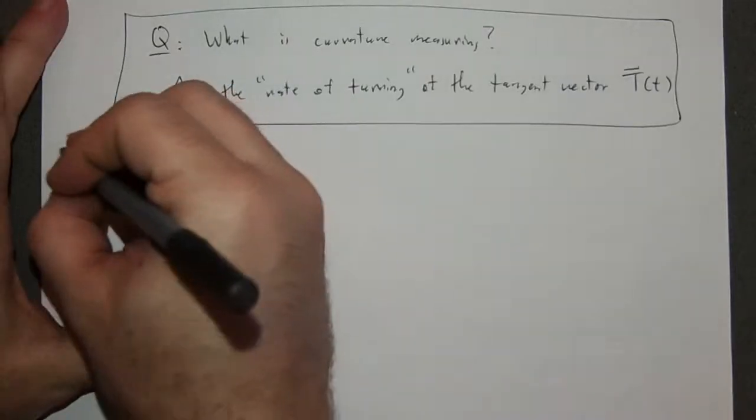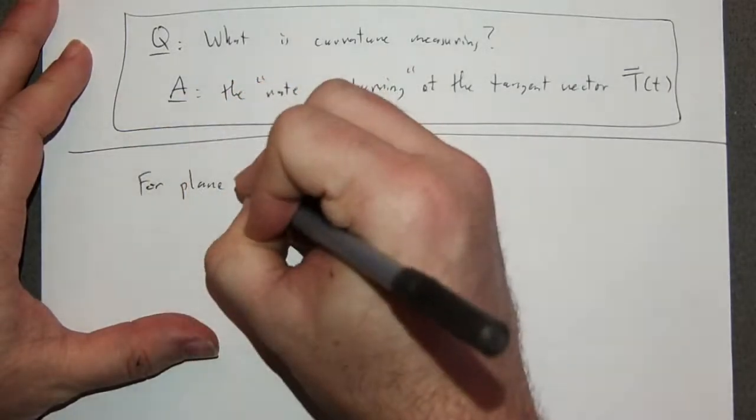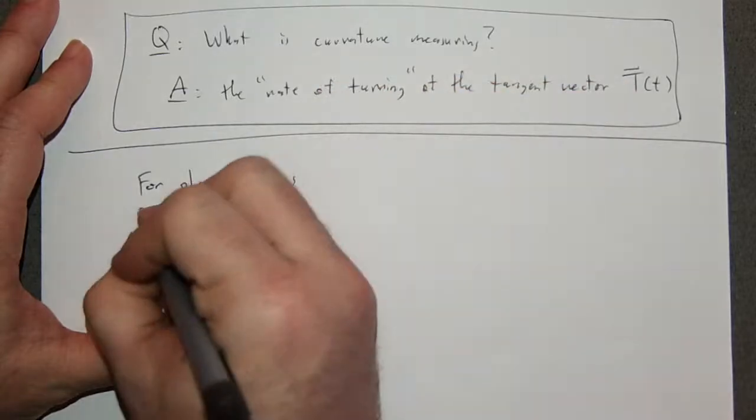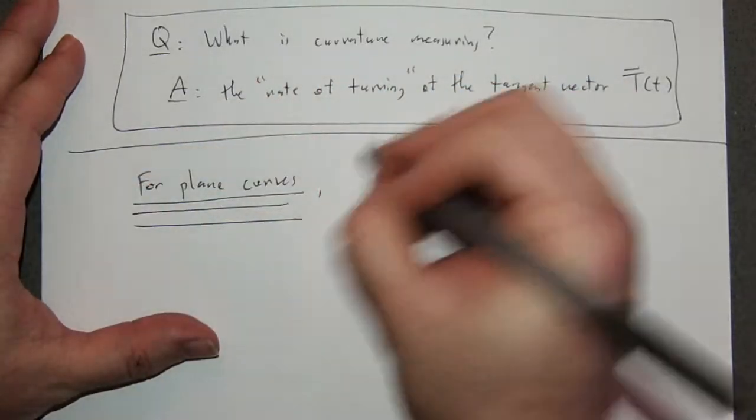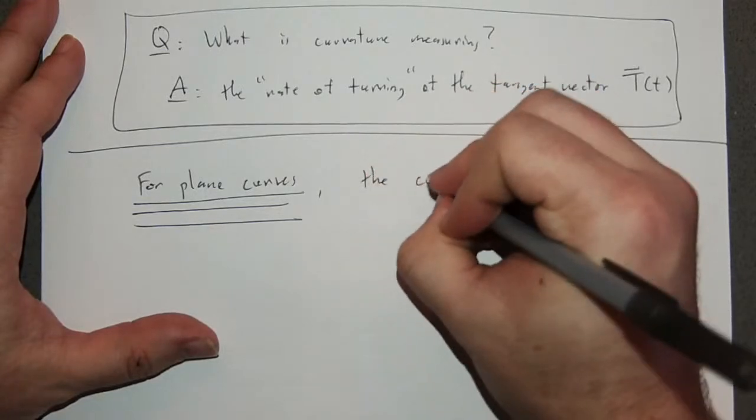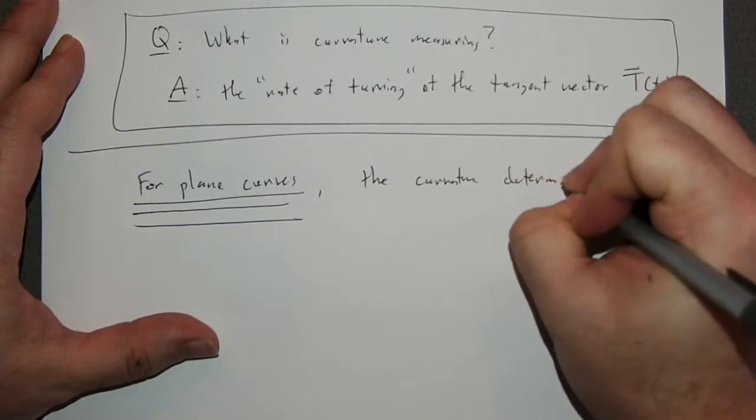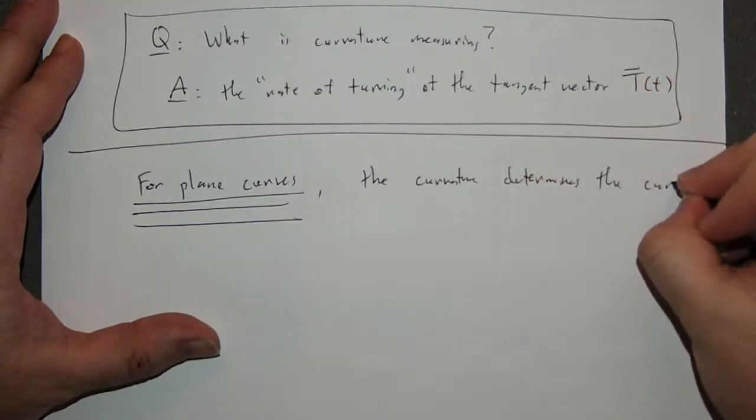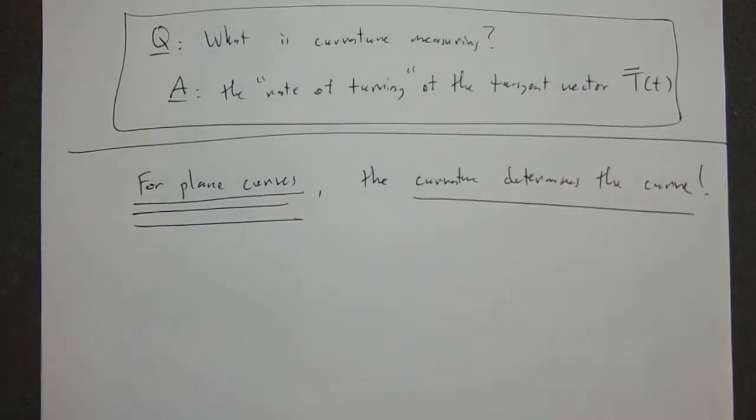Now, for plane curves, and this is very important that this assumption be noted, for plane curves, the curvature determines the curve. What do I mean by that? I mean that if you know the curvature, then you know what curve it has to be.